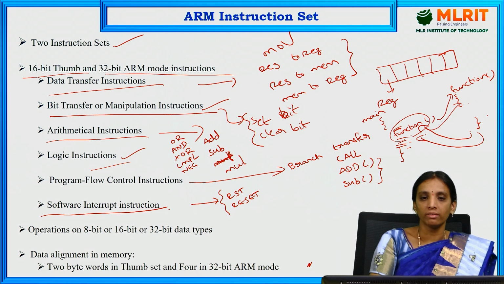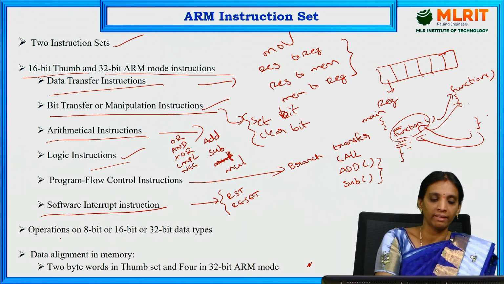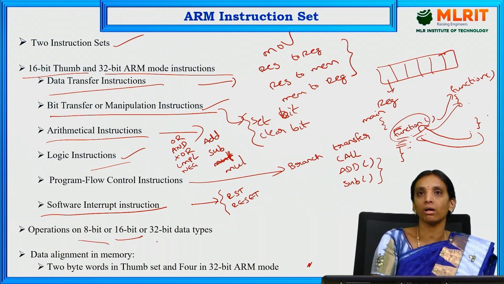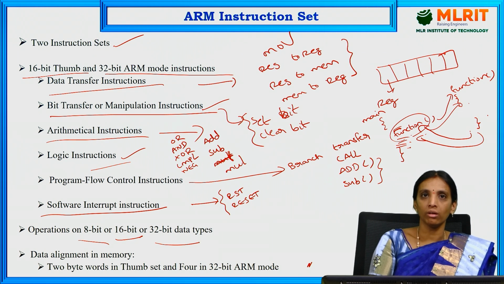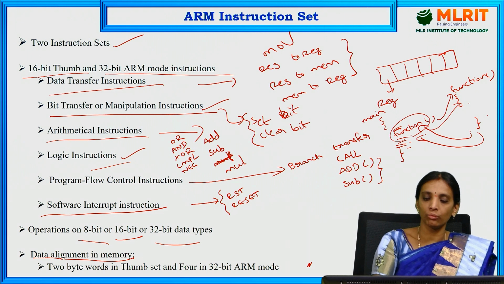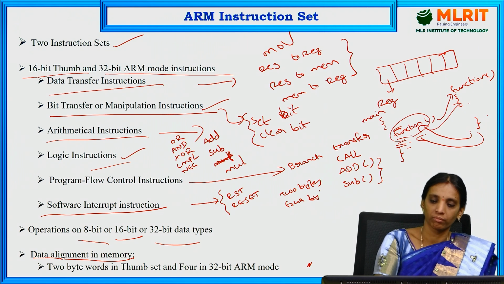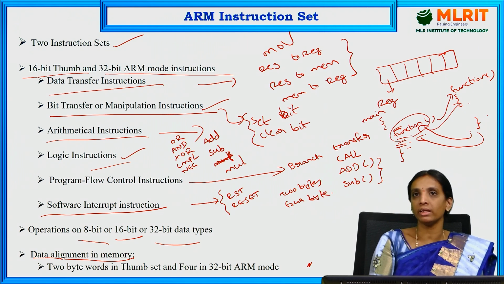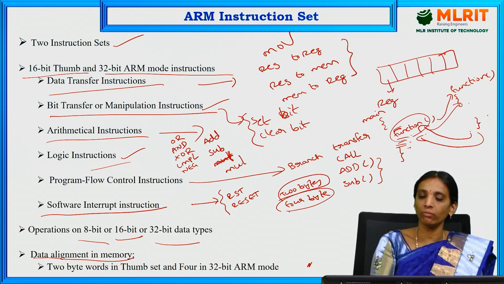So here these instructions can be operated on either 8-bit data or 16-bit data or 32-bit data. So here we have another capability of this ARM instruction set, which is data alignment in memory. That means we can use the memory as 2 bytes or 4 bytes. In the memory alignment, if we have used the Thumb instruction set, then we have the 2-byte alignment, and if we have used the ARM instruction set, we have the 4-byte alignment.